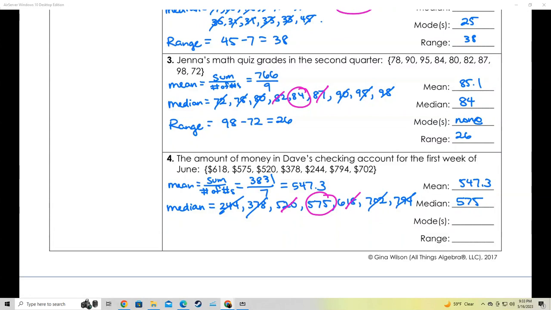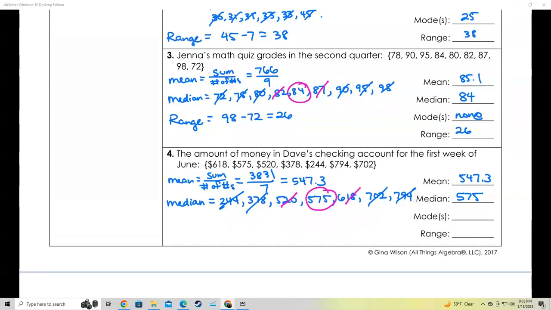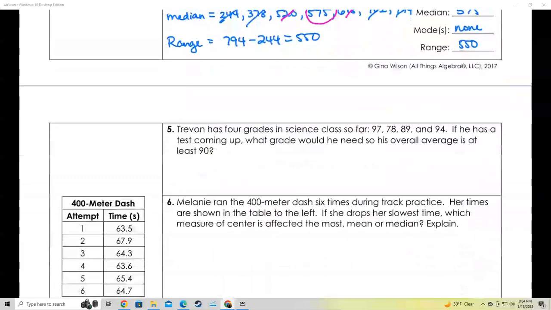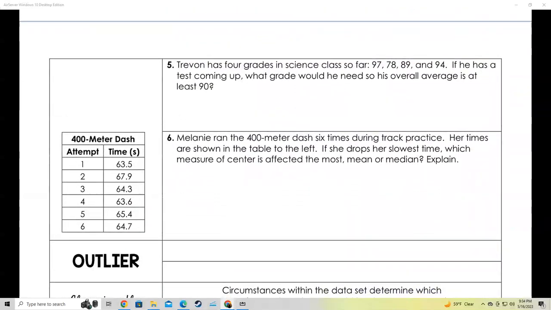All right. As far as the mode, what number occurred the most? Again, none of the numbers occurred multiple times, so there is no mode. And as far as the range, we're just going to take our highest number, which in this case was 794, and subtract the lowest number, which is 244, and the answer I get here is 550. All right, that takes care of the first side. Let's go ahead and move on to the other ones and see how we would do this.